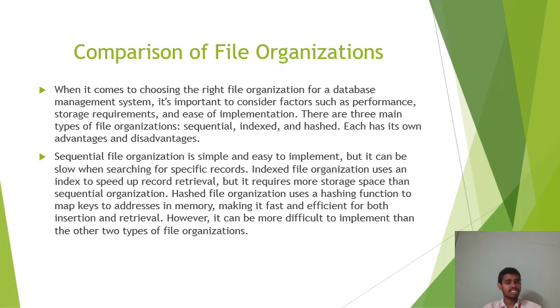Sequential file organization is simple and easy to implement, but it can be slow when searching for specific records. Indexed file organization uses an index to speed up record retrieval, but it requires more storage space than sequential file organization. Hash file organization uses a hash function to map keys to addresses in memory, making it fast and efficient for both insertion and retrieval. However, it can be more difficult to implement than the other two types of file organizations.